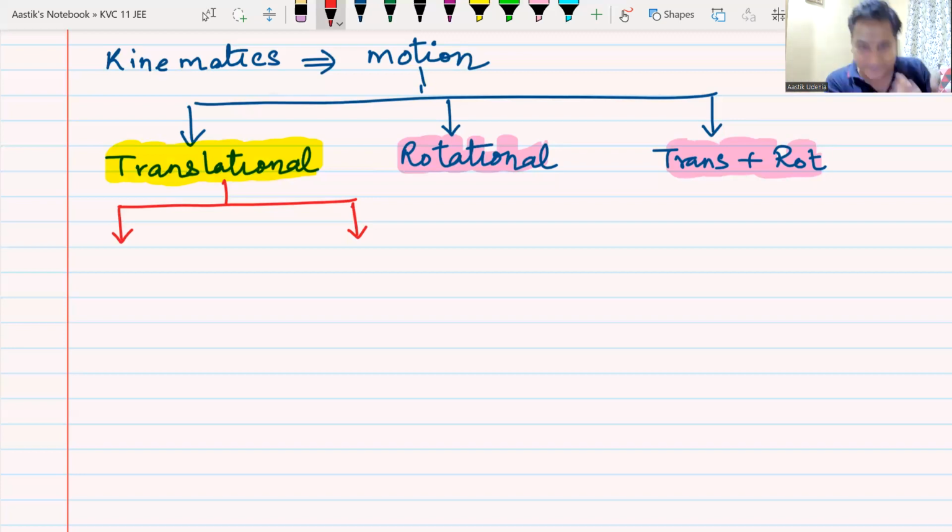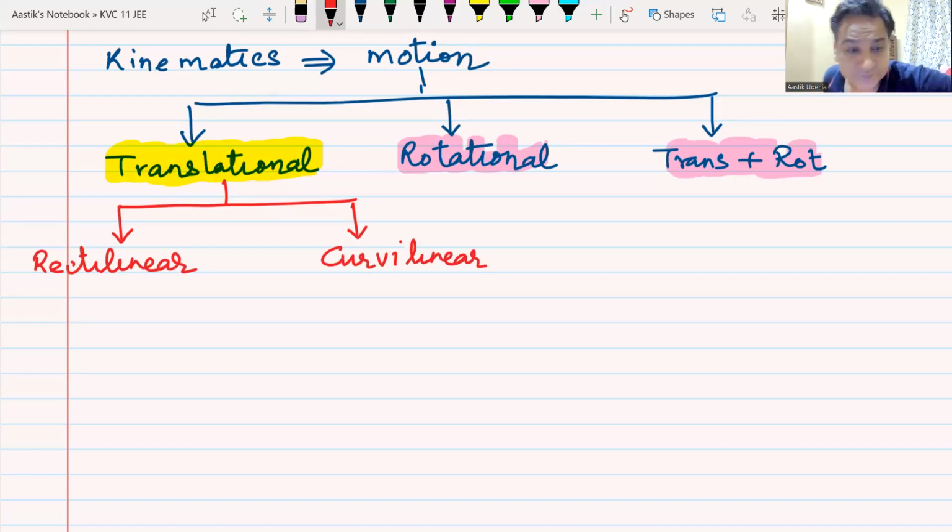Translational motion. Now, how can I classify this translational motion? Same thing, you have studied that before, but you now are looking at what's inside this. Now I can divide this translational motion into two categories. One is known as rectilinear and the other one is known as curvilinear. Now these two terms may sound a bit awkward, but this is how it is. What do you mean by rectilinear and what do you mean by curvilinear? That is the next point.